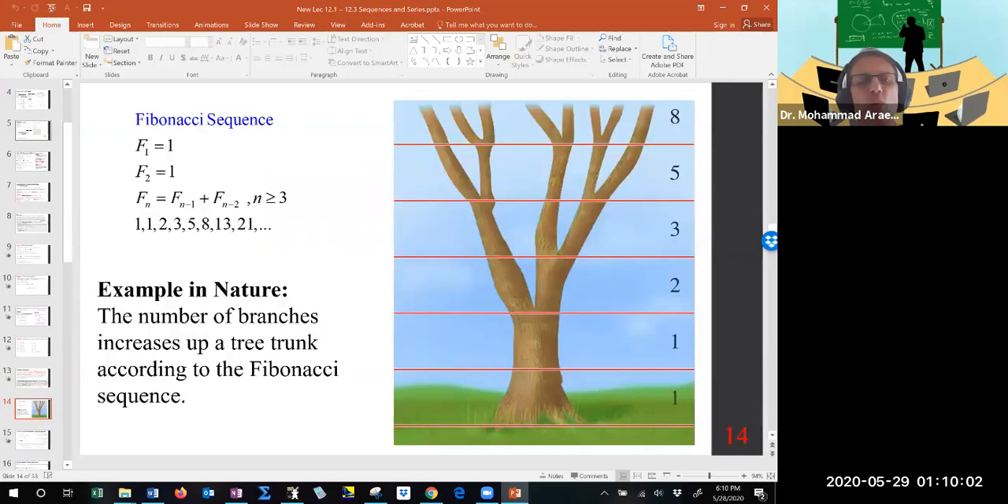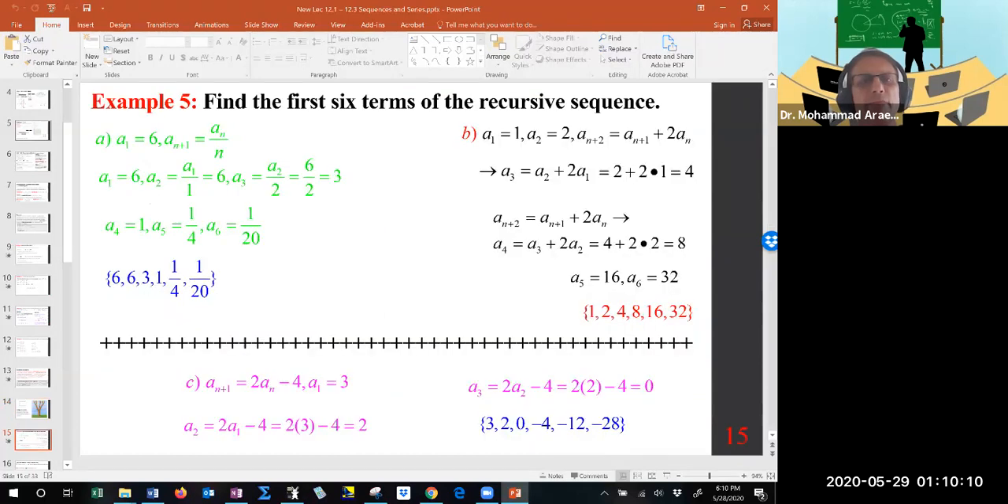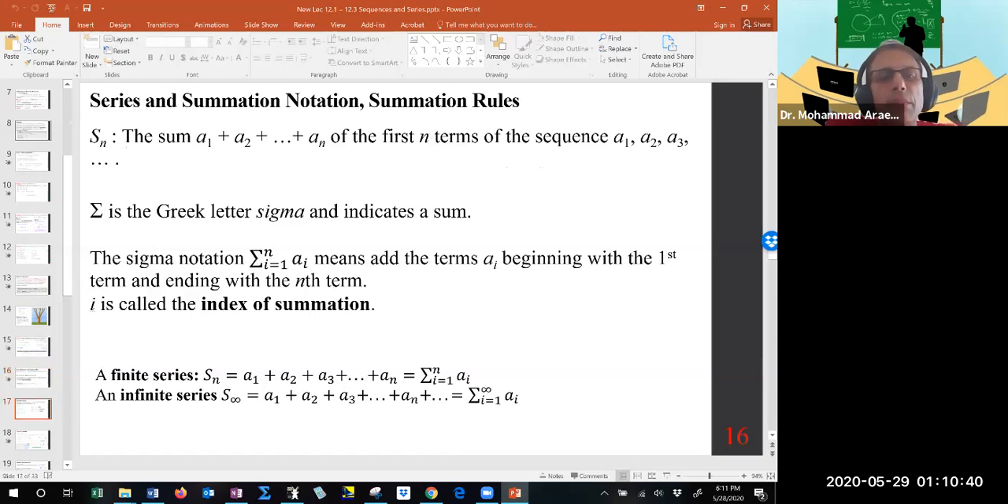The recursive format, one particular formula which is very famous, is the Fibonacci sequence. If you have a recursive sequence, you can find the terms as long as you are given enough information. For example, in part A, all we need is the first one, whereas in part B, a recursive sequence of the second degree, you need two of them. Summation was discussed.